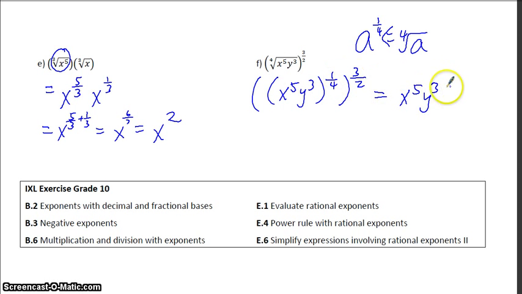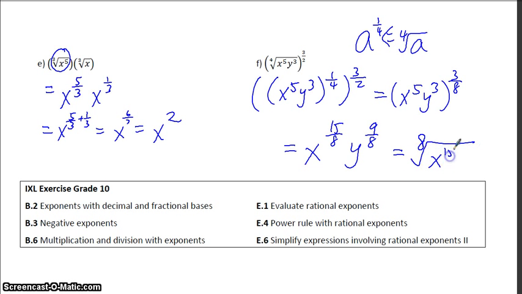Now powers on powers, you multiply them. Become 3 over 8. Now powers on powers, you just multiply them. Okay, x to the 15 over 8, y to the 9 over 8. So that's one way to write it. Depends on the question. If they say write it without a radical sign, or you can put them all together with the 8th root. Depends on the question which way they prefer. Okay, so that will be the answer.